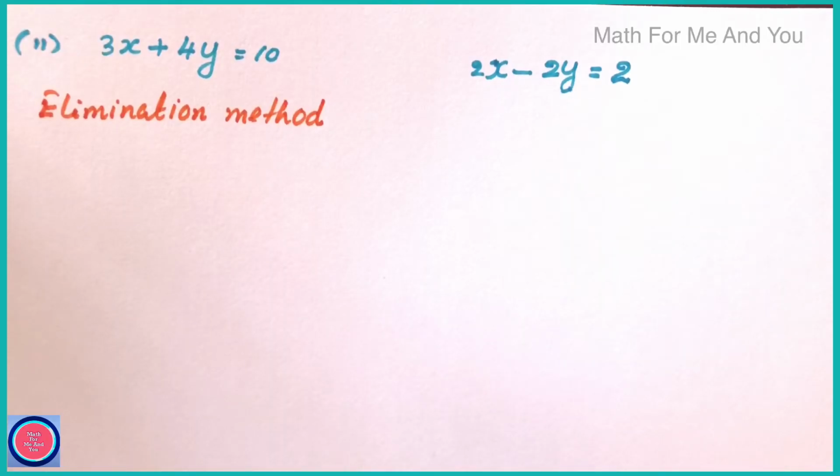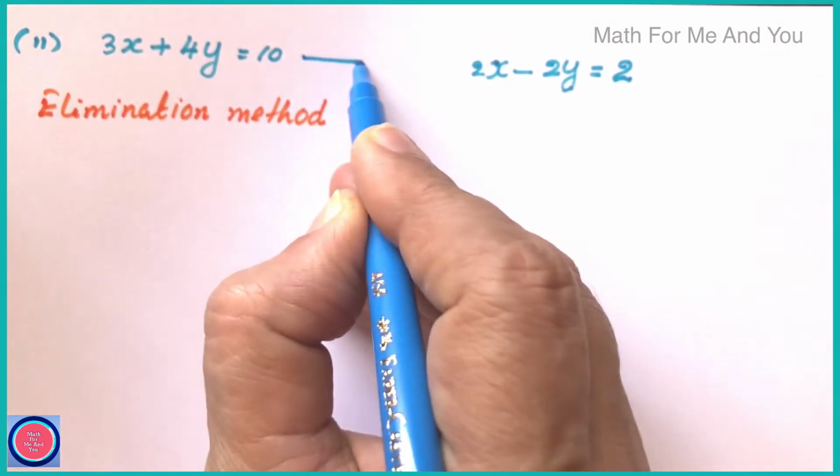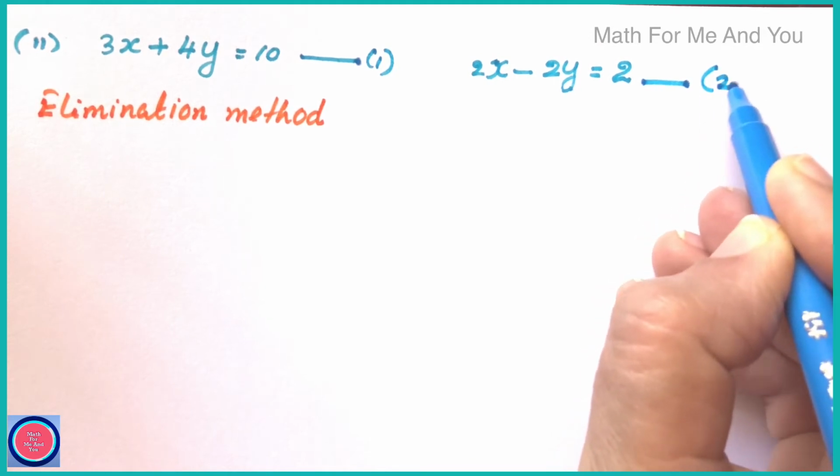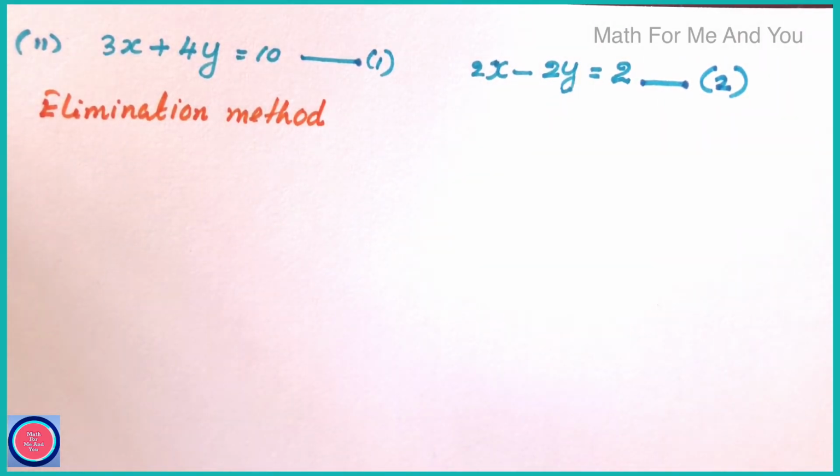Next question. Here also we can see a pair of equations, linear equations. Let us mark these two equations as equation number 1 and equation number 2. We could start with elimination method. What is elimination? We eliminate either x or y. For that, if we are going to eliminate x, we need to get same coefficient in both the equations.